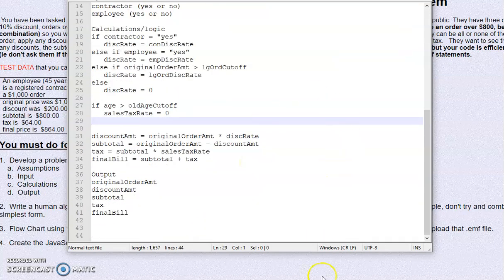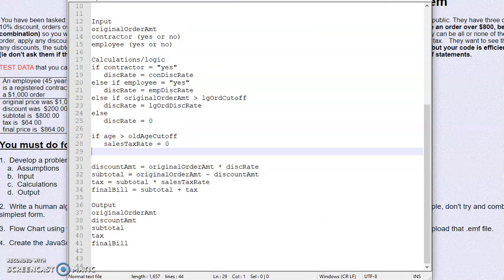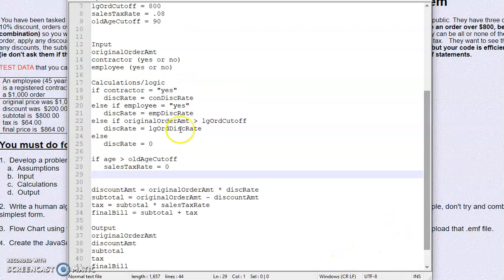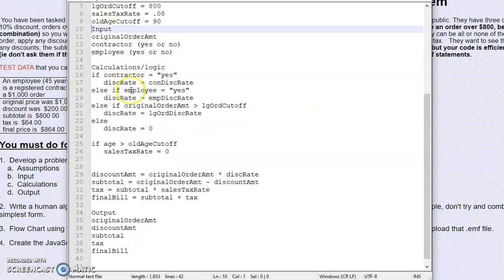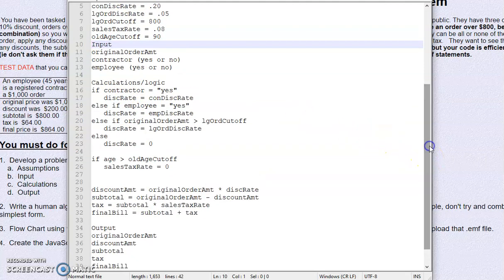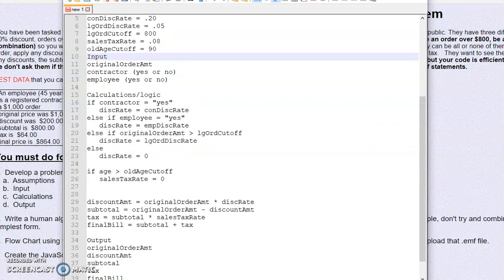All right, so this is a problem statement for assignment 4. Very good. And that is it.